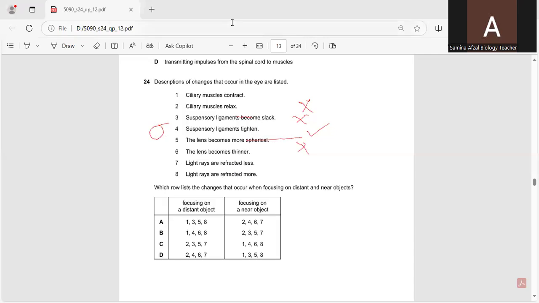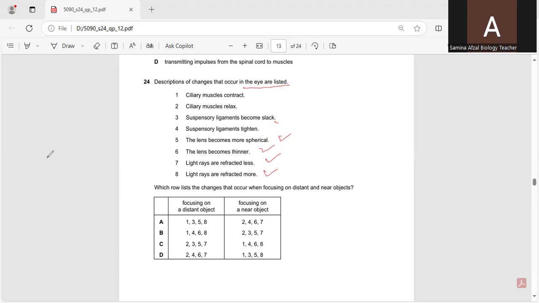Question number 24. Descriptions of changes that occur in the eye are listed. They are: ciliary muscles contract, ciliary muscles relax, suspensory ligaments become slack, suspensory ligaments tighten, the lens becomes more spherical, the lens becomes thinner, the light rays are refracted less, and the light rays are refracted more. So, focusing on a distant object and focusing on a near object.